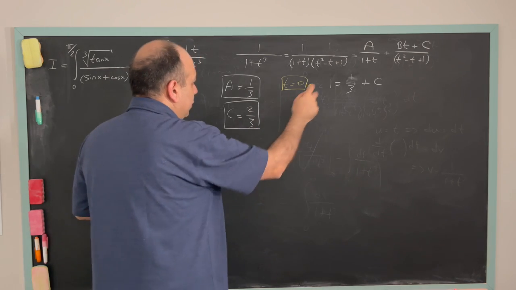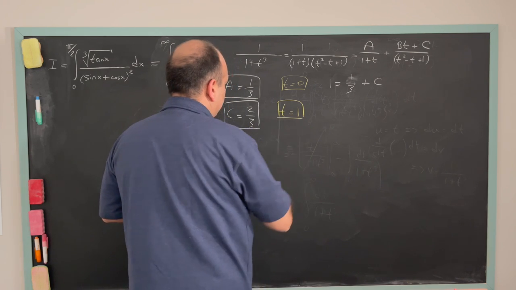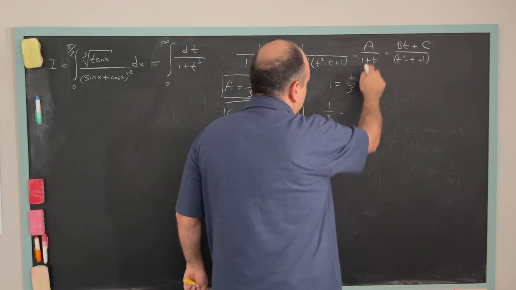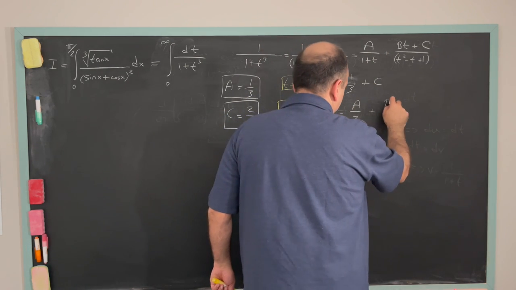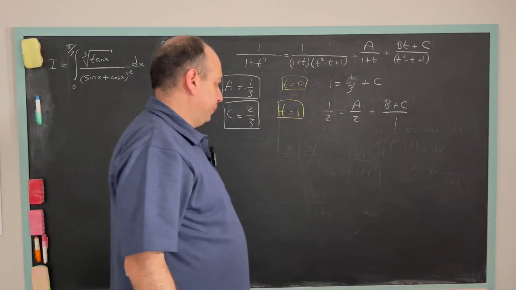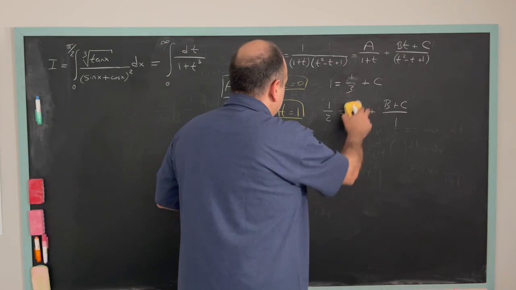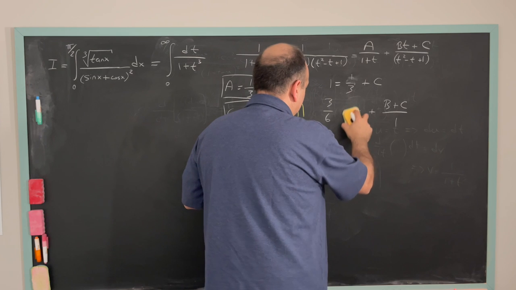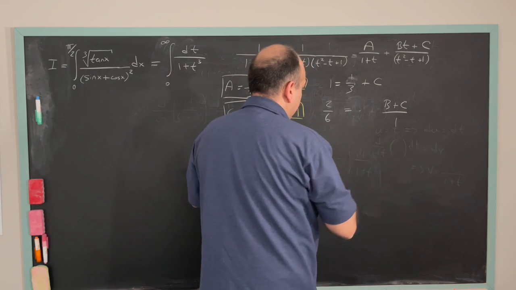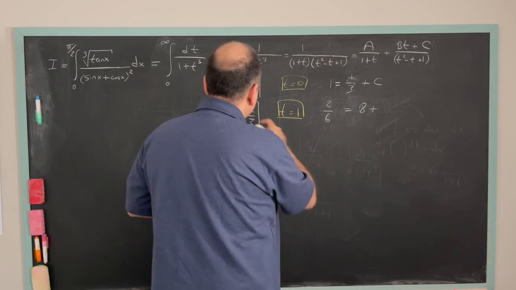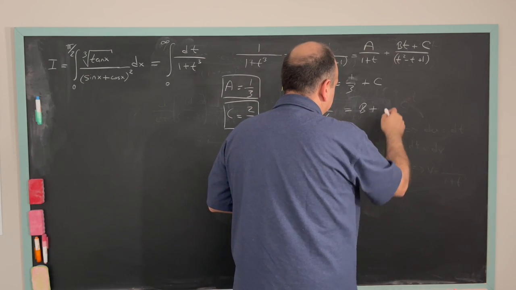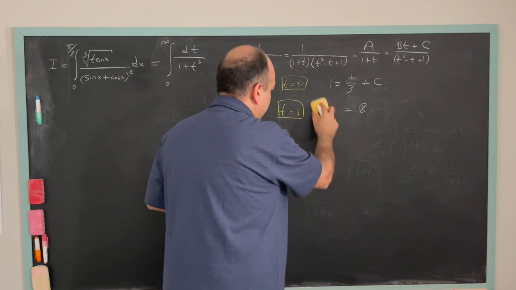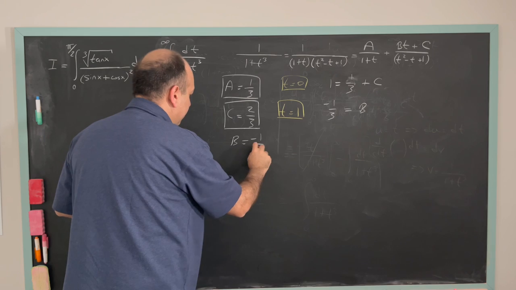Okay? In order to find b, let's put t to be 1. So the left-hand side becomes, this is 1 plus 1, 2, so 1/2 is equal to a over 2 plus b plus c over just 1. Okay, so a over 2 is equal to 1 over 6. So this is 3 over 6, and this becomes 2 over 6 here. So this is b plus c. So b plus c is equal to 2 over 3, which is nothing but 4 over 6, right? So 2 minus 4 is minus 2, so minus 2 over 6. So this is minus 1/3. So we found b as minus 1 over 3.